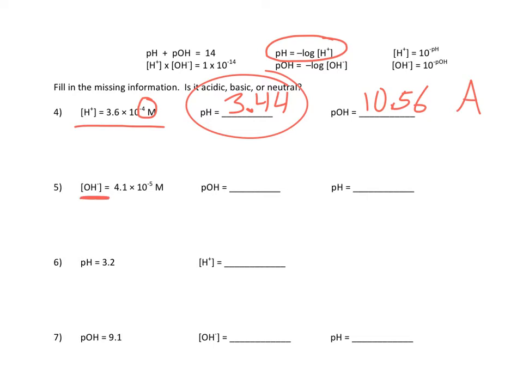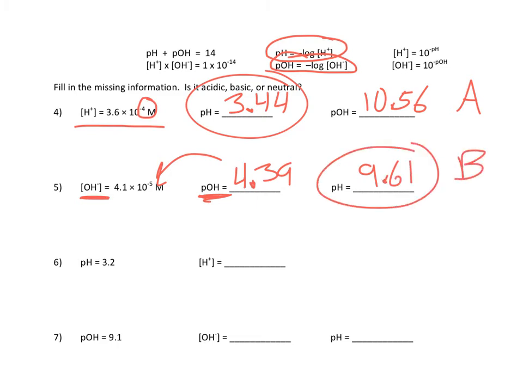Alright, now I have the OH, I want to find the pOH. So I use this equation, it's pretty much the same thing. What is the negative log of 4.1 times 10 to the negative 5? And it's 4.39. So that's the pOH, I'll just use the log button. Again, this number is very close to that exponent, at least the positive part of it. And once I know the pOH, I can find the pH by subtracting it from 14. I get 9.61. And notice that this is above 7, so this is basic.